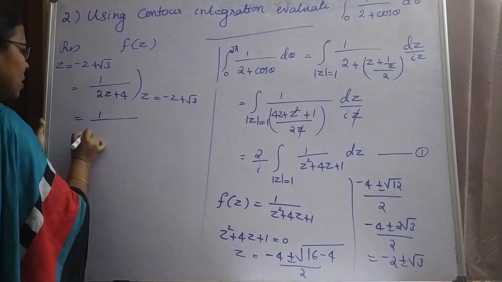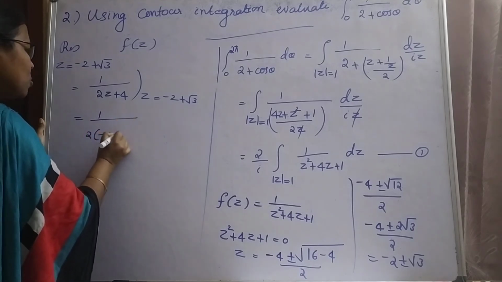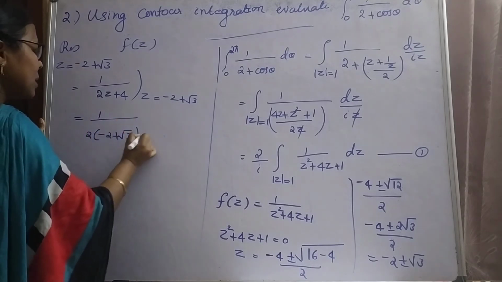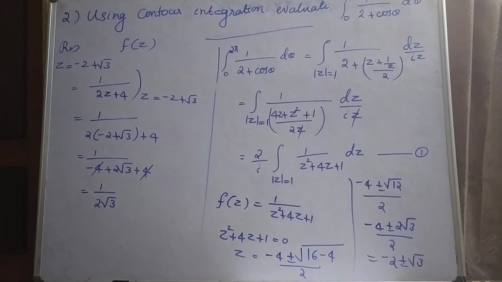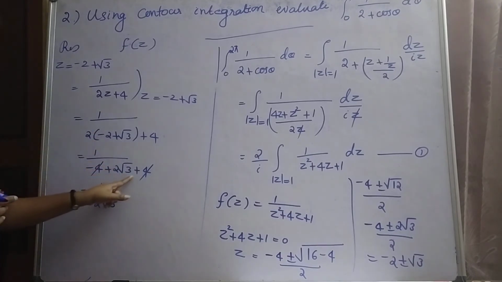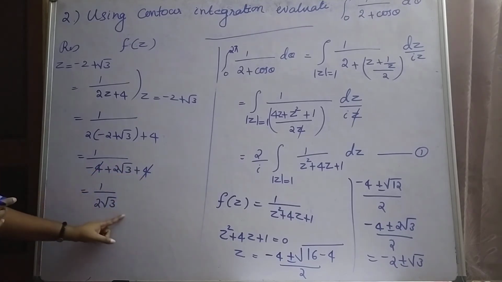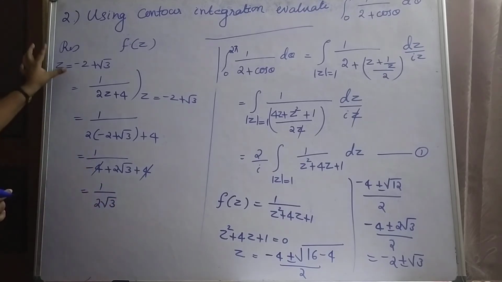Which is equal to 1 by 2 into minus 2 plus root 3 plus 4. Here it is minus 4 plus 2 root 3 plus 4. This minus 4 and plus 4 will get cancelled. We get the answer as 1 by 2 root 3. Here the residue is 1 by 2 root 3.